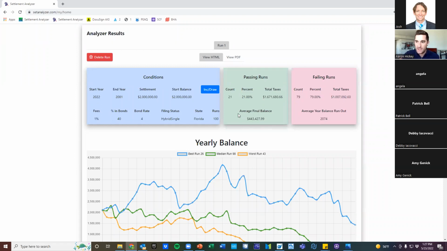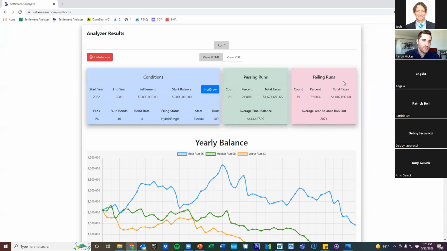But you'll notice the average final balance in the account was about $400,000. So in our average years of the ones that passed, of the 20 that passed, which is not a high percentage out of 100, the average final balance at the end of the 60 years was just over $400,000. And the average taxes that they paid over those 60 years is $1.6 million in taxes alone. Moving to the right in our failing column, we failed almost 80% of the time. Even in the failing runs, we paid on average $1 million in tax.